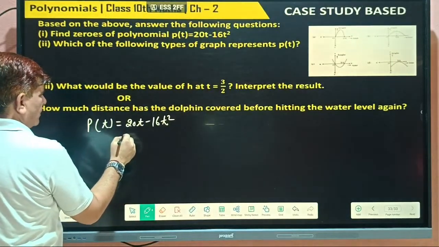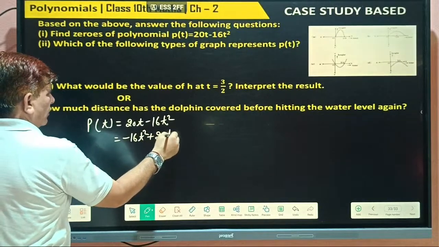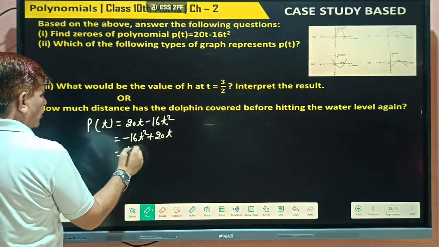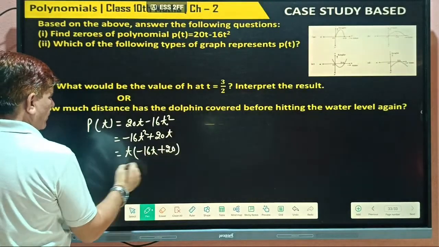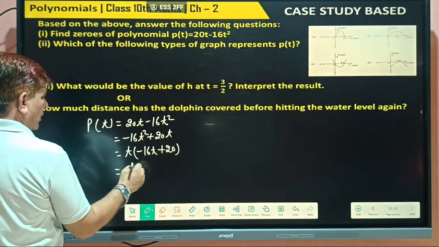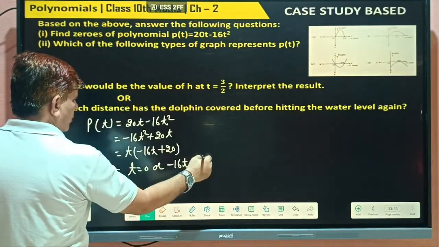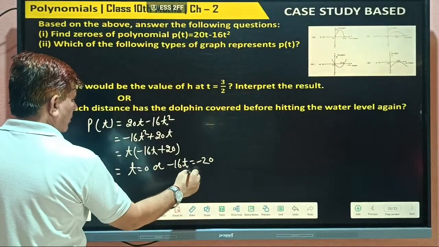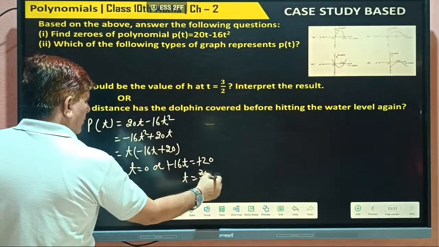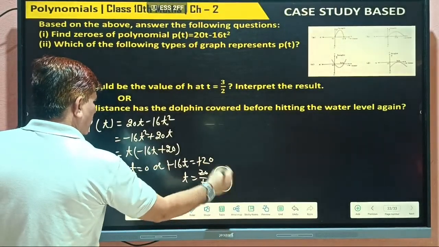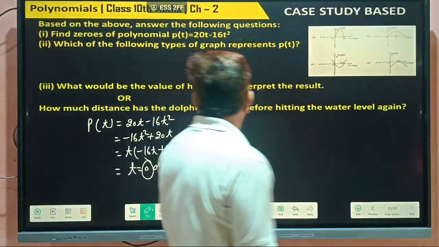So what's common? We can write it like this: t is common, t times (20 minus 16t). So t equal to 0 or minus 16t equal to minus 20, and t equal to 20 by 16, which is 5 by 4. So these are its two zeros.